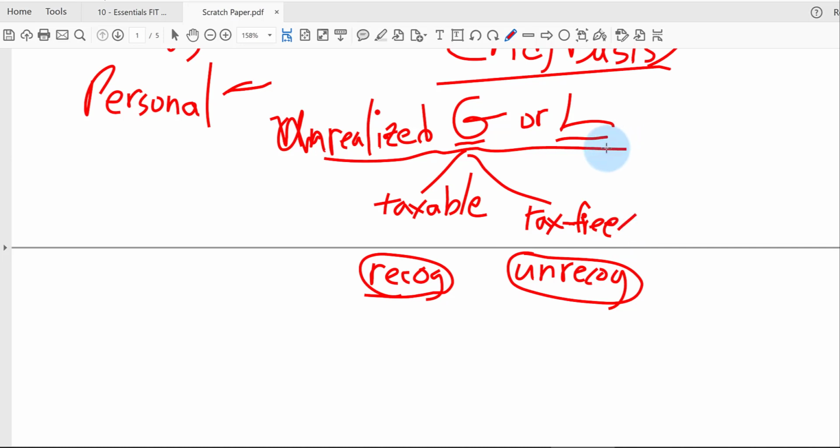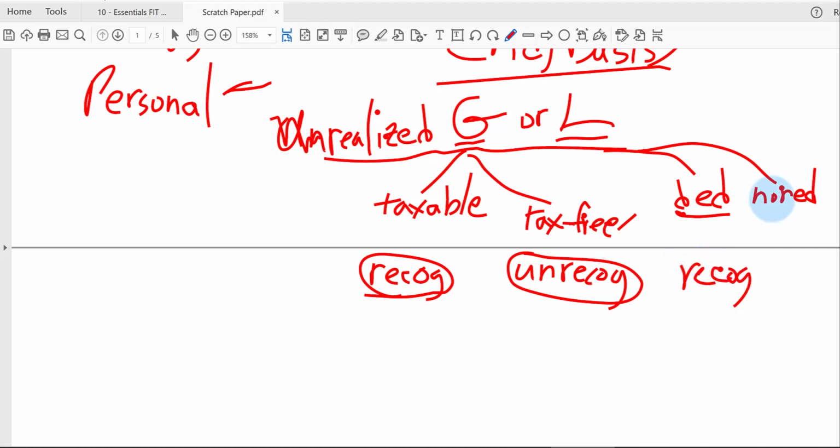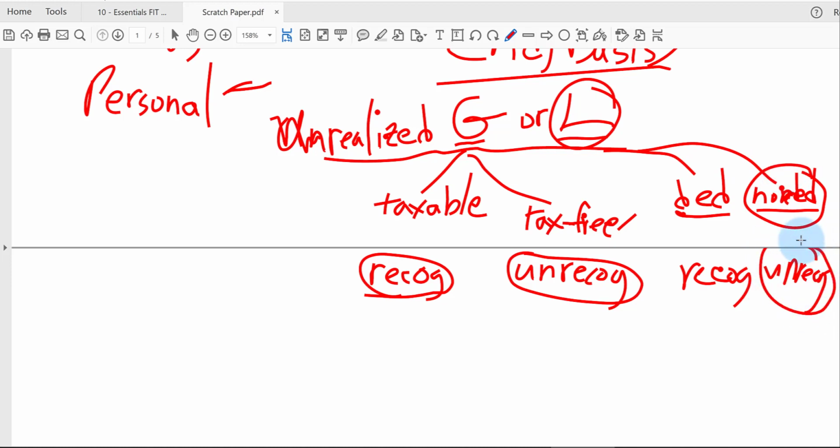Now, when you talk about losses, the losses can either be deductible or non-deductible. We like losses to be deductible. That means you're going to subtract it on your tax return and you get the benefit of that. So the loss is going to be recognized in this case. Or if you have a loss, you're economically worse off and you cannot deduct the loss, non-deductible, the loss is unrecognized. And if you remember, when you sell personal use property at a loss, the loss is not deductible. The loss is not recognized. You don't even report it at all on your tax return.